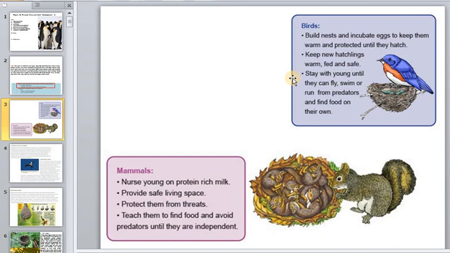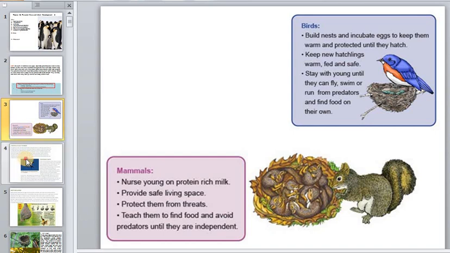And of course for today we talk only about birds: nest and incubate eggs to keep them warm and protect them until they hatch, keep newly hatched young fed and safe, and stay with young until they can fly, swim or run from predators and find food on their own. Here these species have one thing in common: the offspring will not survive without care.